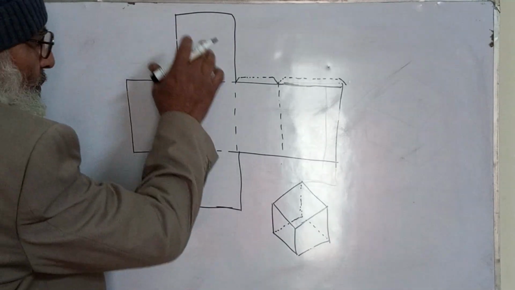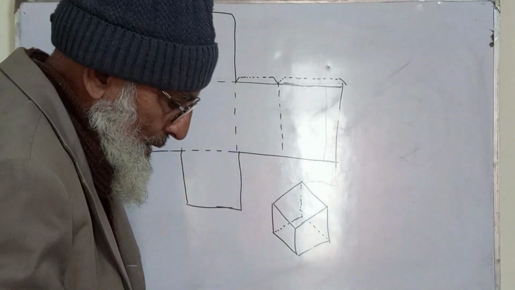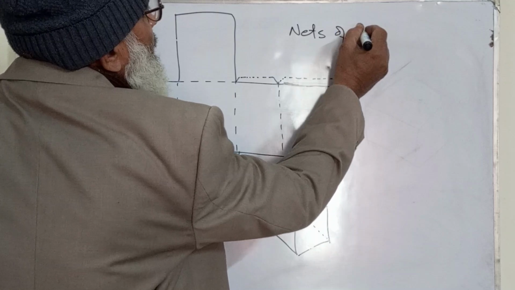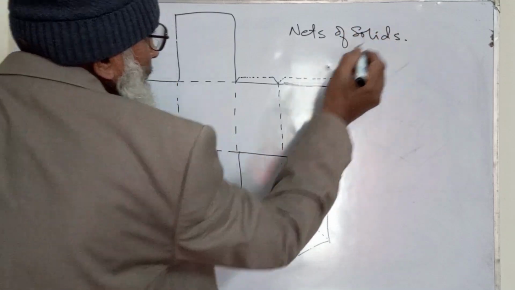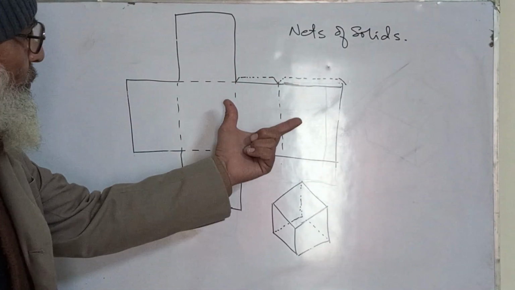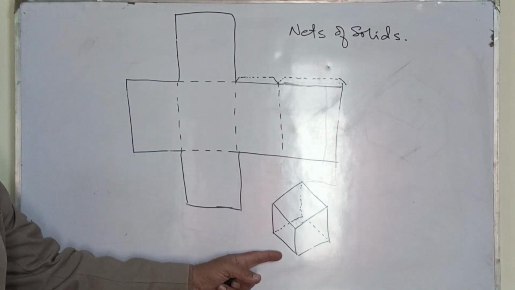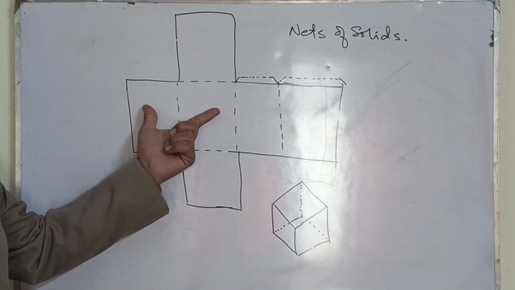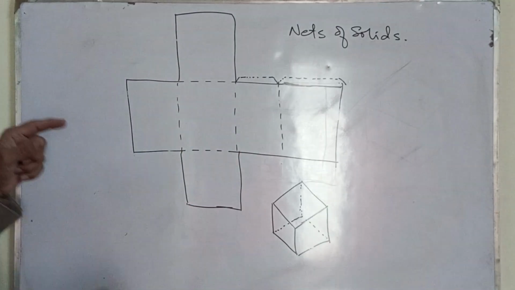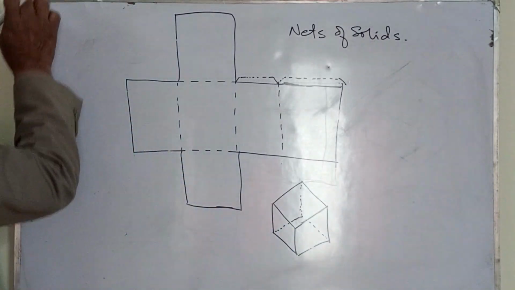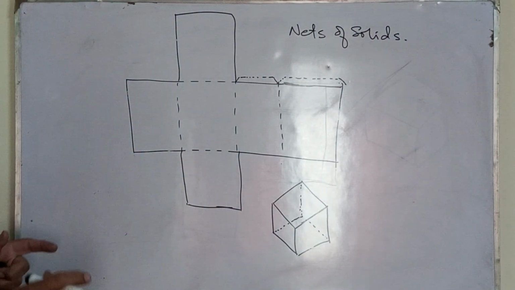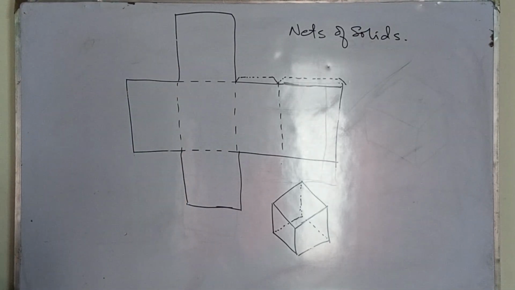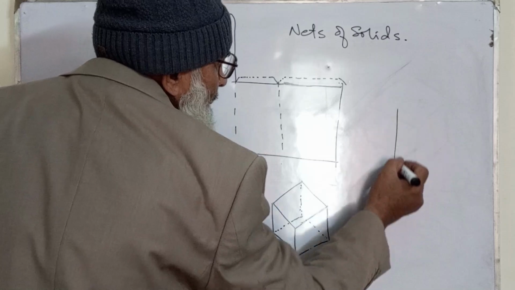Now what is this called? This is called nets of solids. Now these nets of solids can be folded to form a three-dimensional figure. So far, it is on a single plane. Now this is called a single plane because we cannot draw three dimensions on this, but we can assume. Yes, we can assume. See, how can I do it?